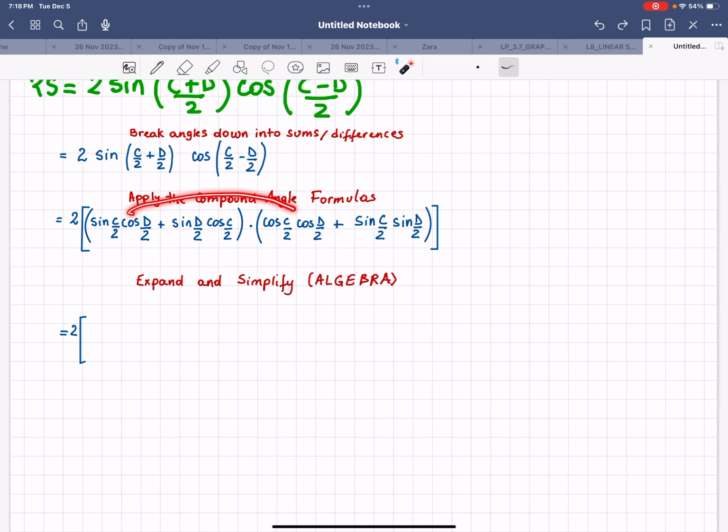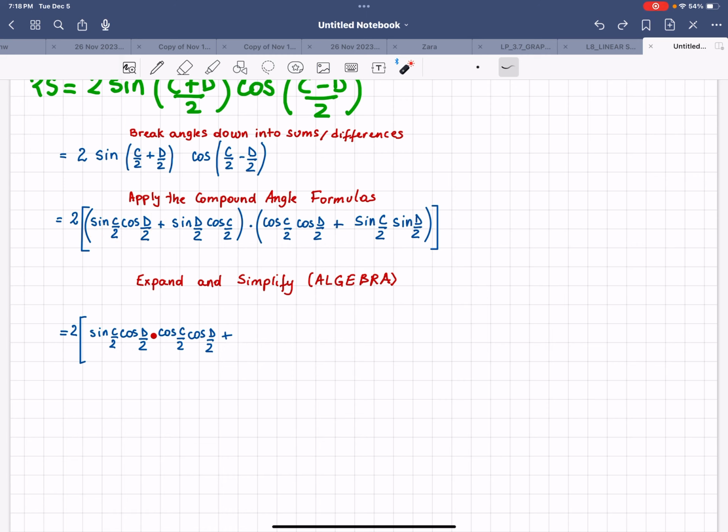So we're going to go first terms, outside terms, inside terms, last terms, FOIL. Here we go. So sine C over 2 cos D over 2 multiplying cos C over 2 cos D over 2. So you're multiplying these two together.